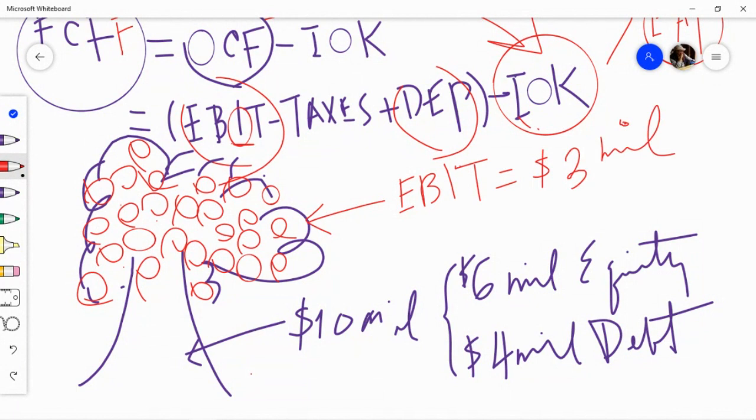Think about it. These fruits are the result of the 60% contribution from equity, the workings of equity, which is 60%, and debt, which is 40%. Right? Makes sense.